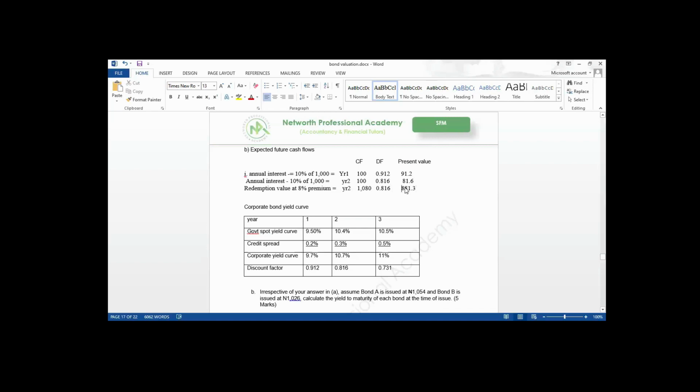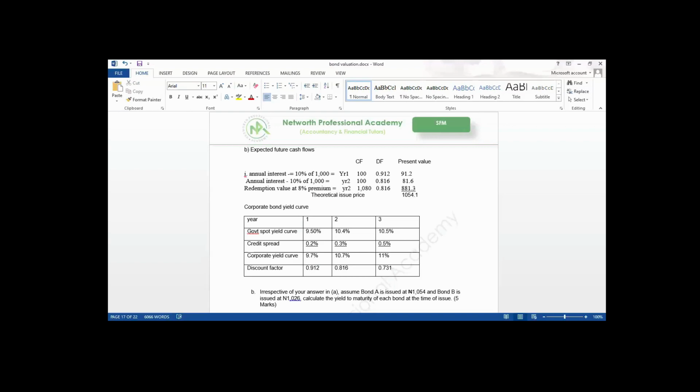You can sum up now. Sum up your present value. Addition. 1054.1. Theoretical issue price is equal to 1054.1.